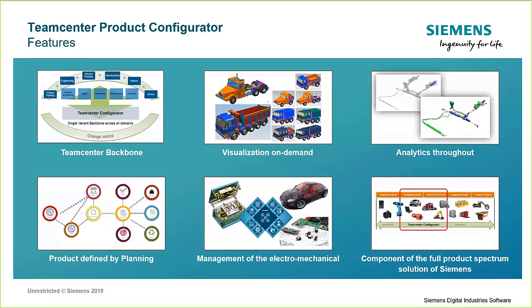On the lower left, product defined by planning. You can define those sets of features at a corporate level, and we can reuse them throughout your various product lines. And you can see what happens if you change a feature on a platform. What would that impact be to other platforms? Maybe we're going to take a feature and no longer offer it. What products does that impact?